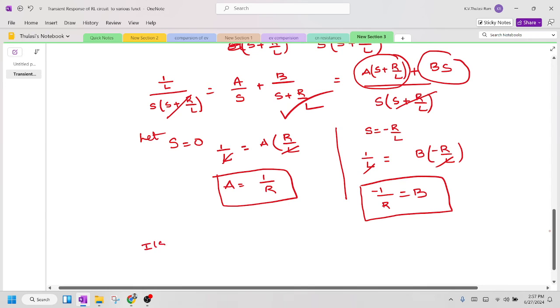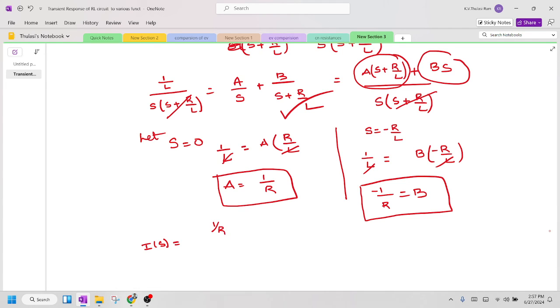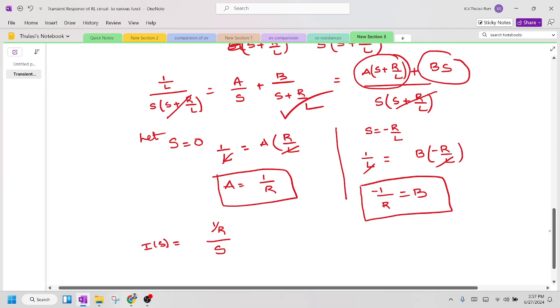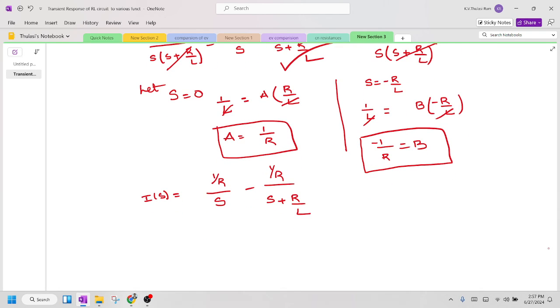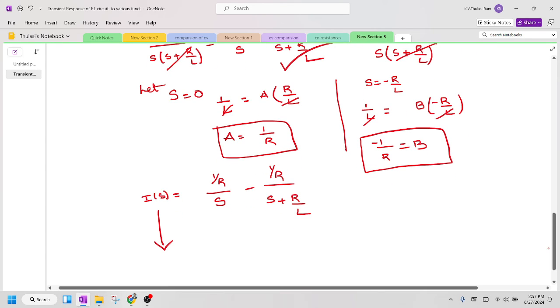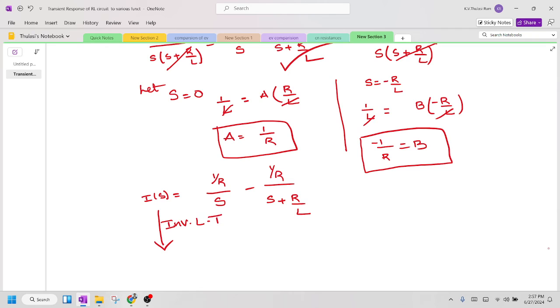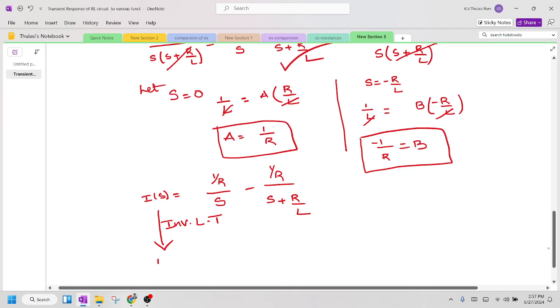Now let us try to write down the equation of I of s. After the partial fractions method, we are going to get I of s equal to (1 by R) divided by s minus (1 by R) divided by (s plus R by L), since the B value is minus 1 by R. If you want to find the transient response, I need to convert this s domain into the time domain, so apply the inverse Laplace transform.